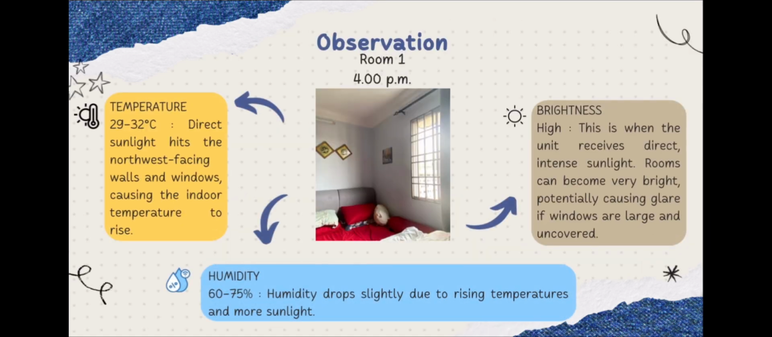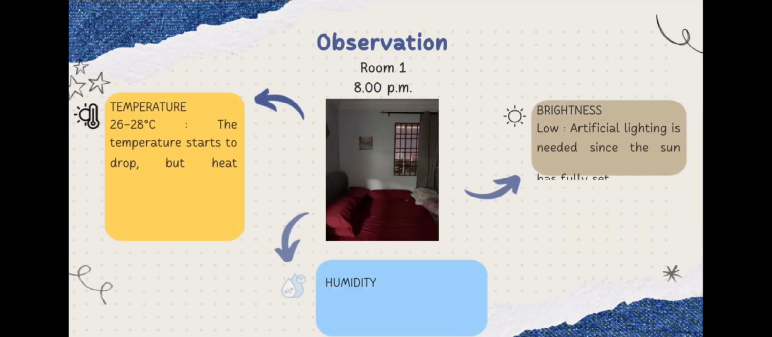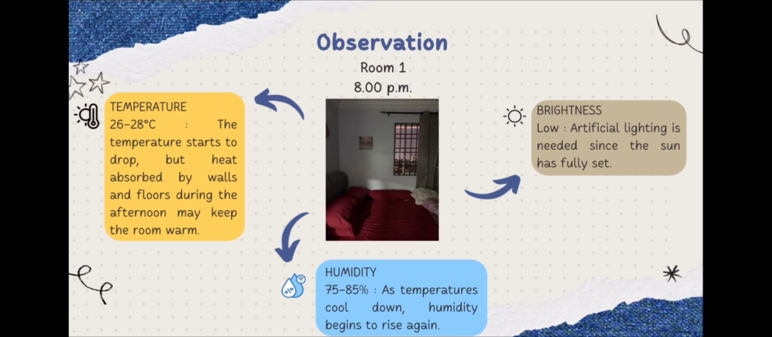By 4 p.m., the situation had changed. Room 1, now exposed to direct sunlight, heated up to between 29 and 32 degrees Celsius. Humidity dropped slightly and the brightness was at its peak, making the room very bright and potentially uncomfortable without proper shading. Room 2 was also warm but slightly cooler than Room 1 due to its smaller size and possibly less exposure.